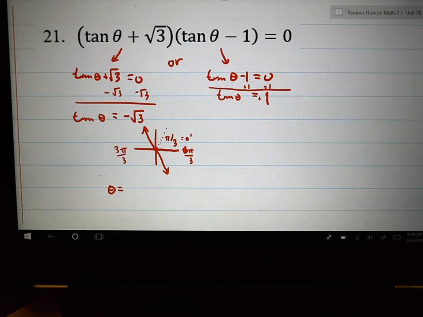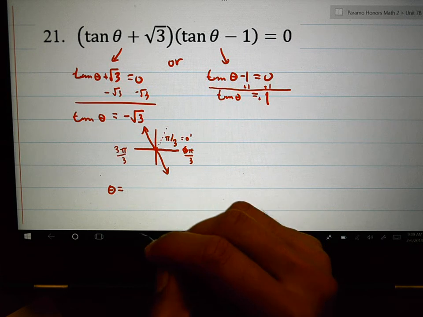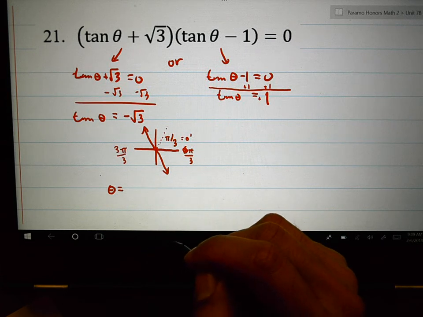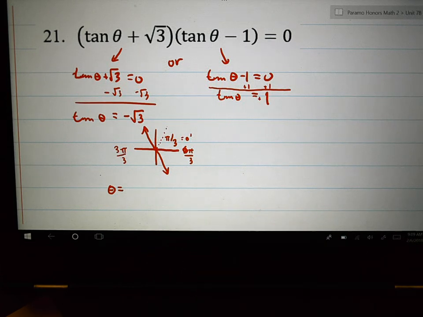So 3 pi over 3 minus pi over 3 is 2 pi over 3. 2 pi over 3 and 5 pi over 3.